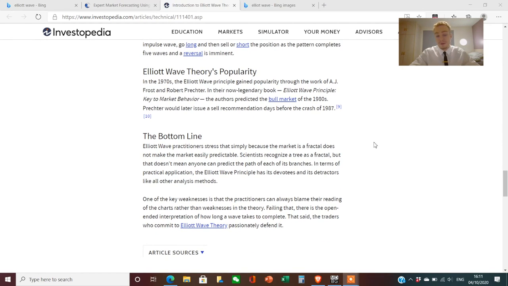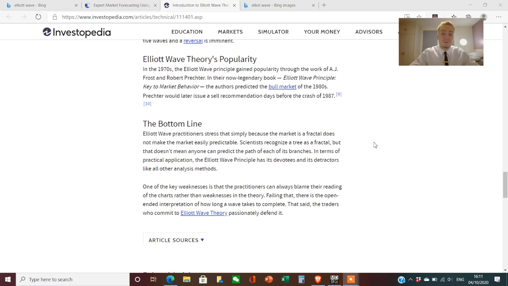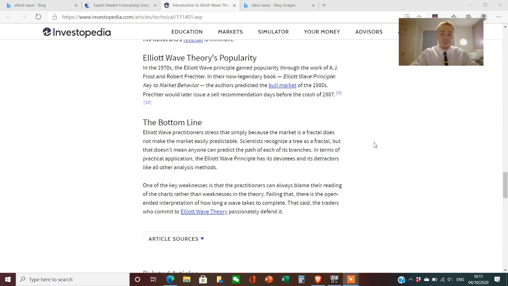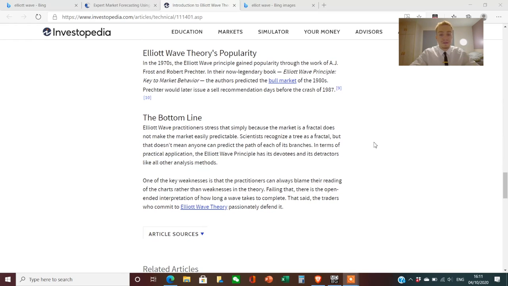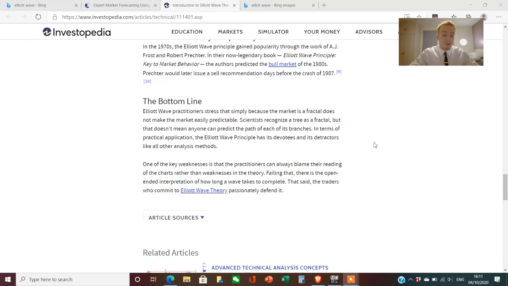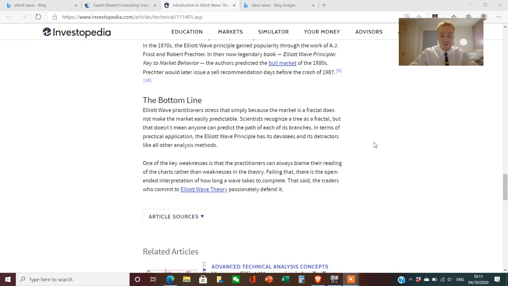Elliott Wave theory's popularity. In the 1970s, the Elliott Wave principle gained popularity through the work of A.J. Frost and Robert Prechter in their now legendary book, Elliott Wave Principle, Key to Market Behavior. The authors predicted the bull market in the 1980s. Prechter would later issue a sell recommendation days before the crash of 1987.